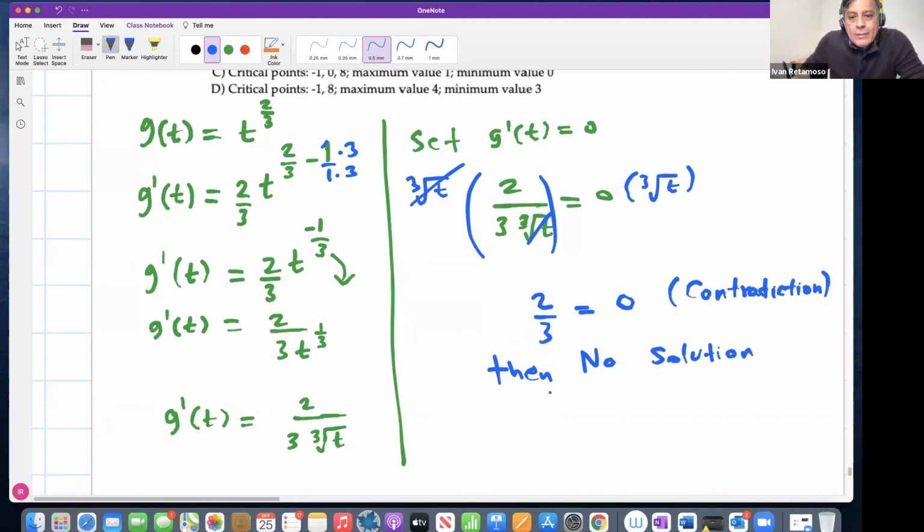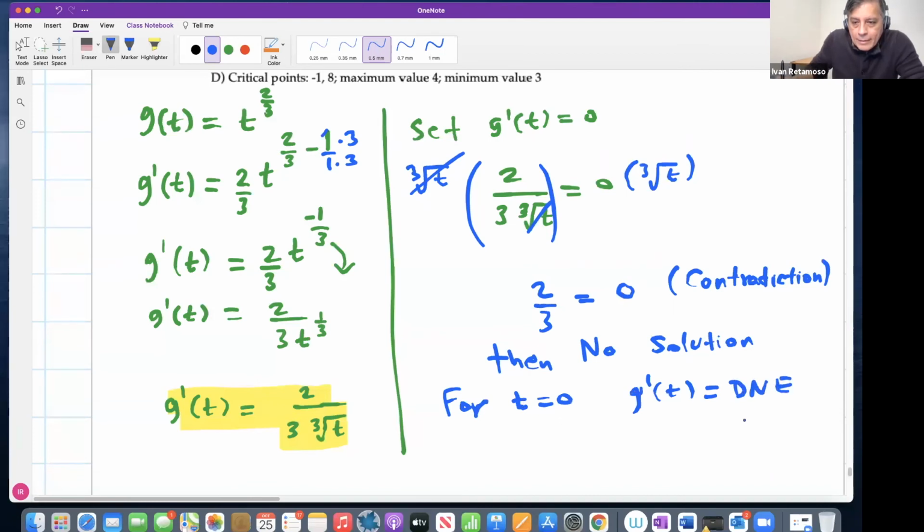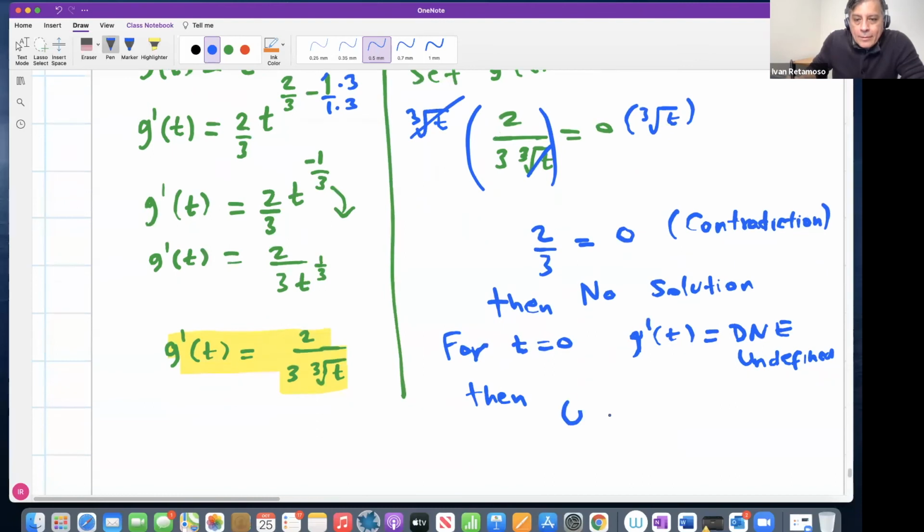But remember, guys, this is not the only source to find critical points. There is another source that says, look at the structure of the derivative and try to figure out for which values of t this derivative may be undefined. Can anyone tell me for which value? Aha, excellent. Notice for t equals 0, g prime of t does not exist, it's undefined. So this means that 0 is a critical point.